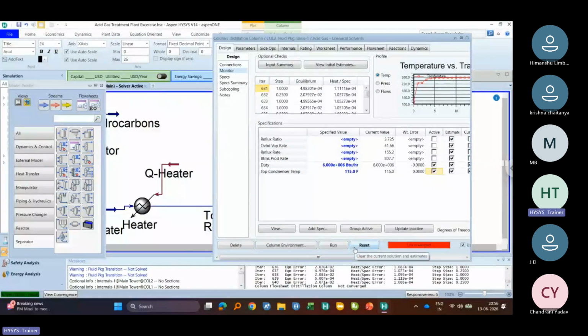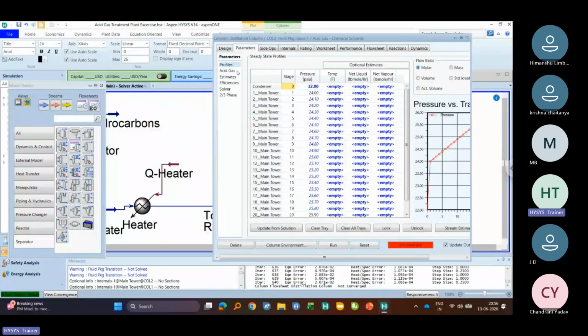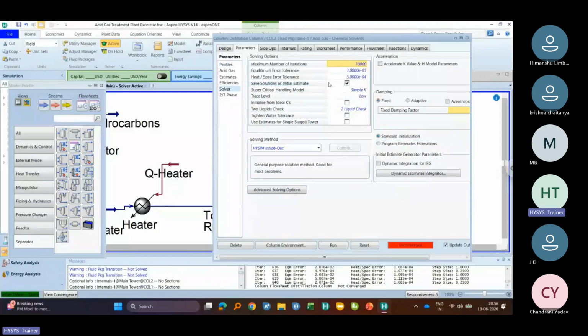We will just make one simple change. We will go to these parameters, go to this solver. Here you will find the maximum number of iterations it can go to. You will see that it can go up to 10,000 iterations. So if we had waited, it would have completed those 10,000 iterations, and after that it might still have shown that it is unconverged.